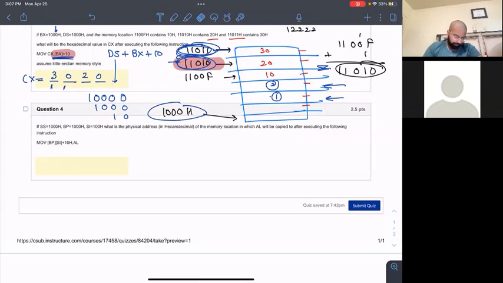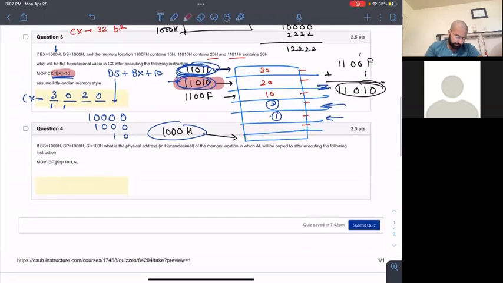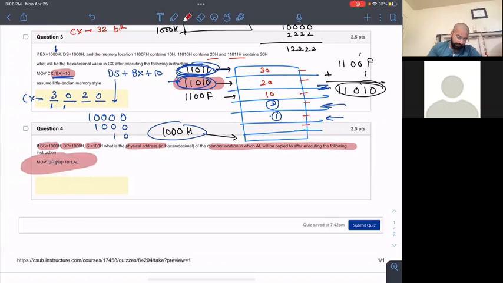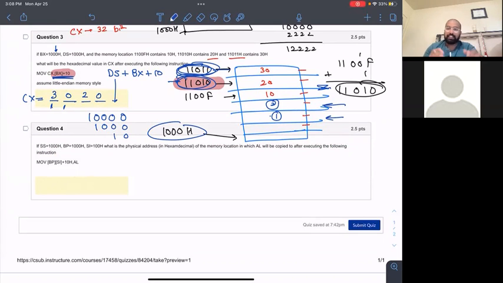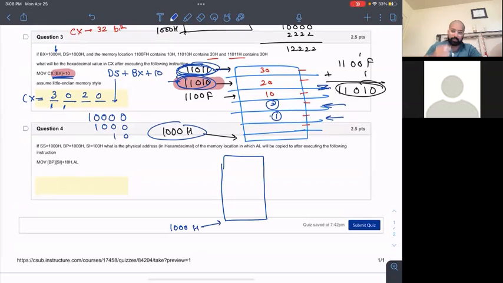Okay, on to the last problem. In this problem, we have a stack segment, a base pointer, and a source index, and that's it, right? We have to find the physical address of the memory location in which AL will be copied after executing the following instruction, and that's the instruction. So we are saving the value somewhere on the stack. Let's draw a stack.